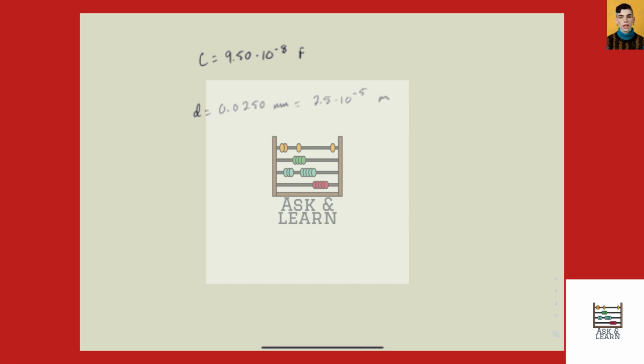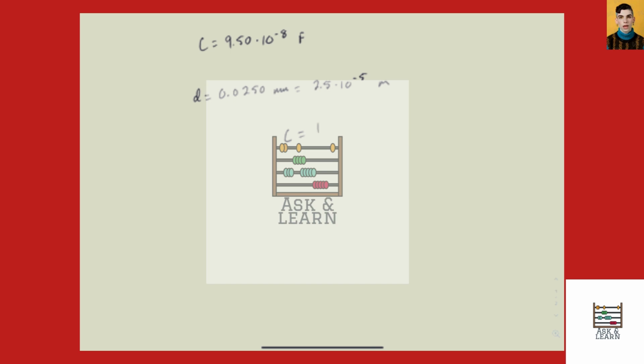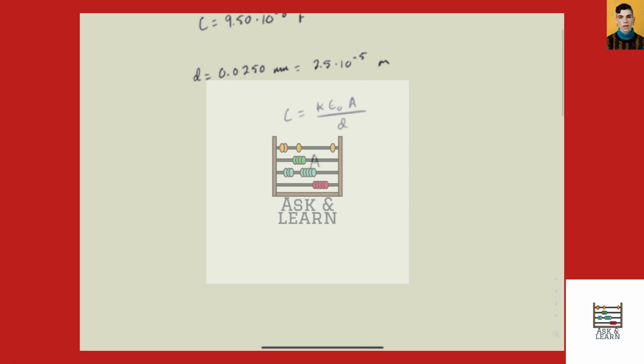And we're looking for the length that we want of the aluminum strips. So we can set up an equation that says the capacitance is kappa times epsilon naught times A over D. And then I'll isolate the area. So now we have capacitance times distance divided by kappa times epsilon naught. And now we know all this information.